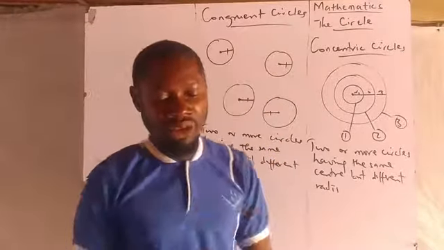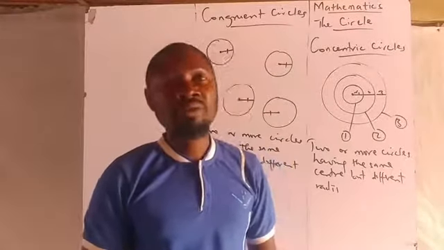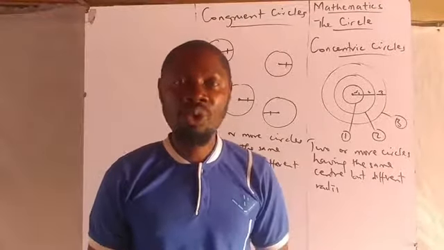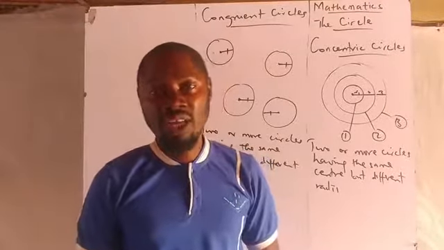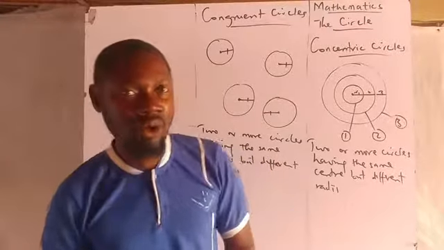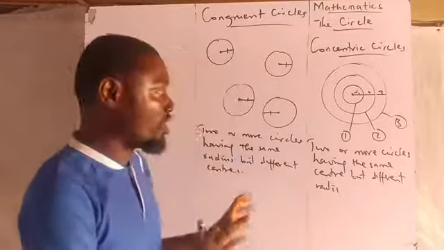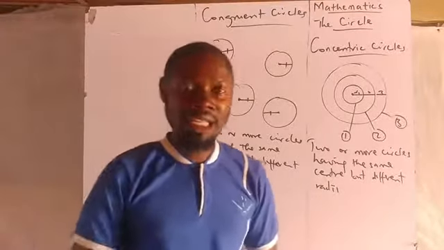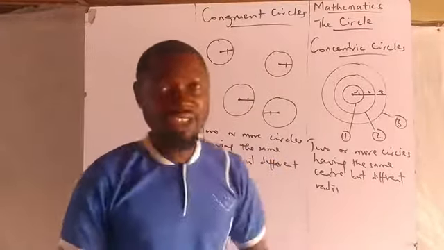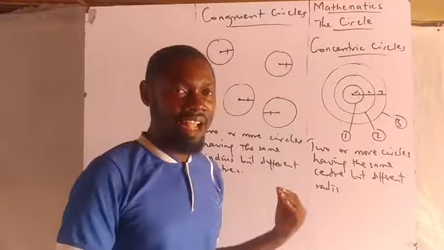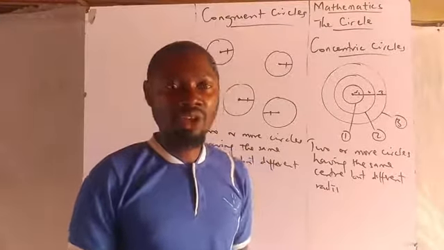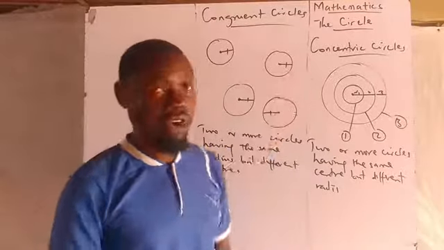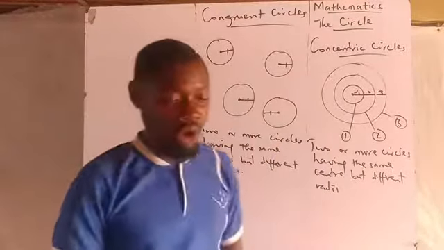So these are some of the things you should know about the circle. In our next class, I will be discussing the perimeter of a circle. But carefully go through what we've studied so far about the circle. We've talked about the diameter, the chord, the arc, the sector, the tangent, the secant, the concentric circles, and also the congruent circles.